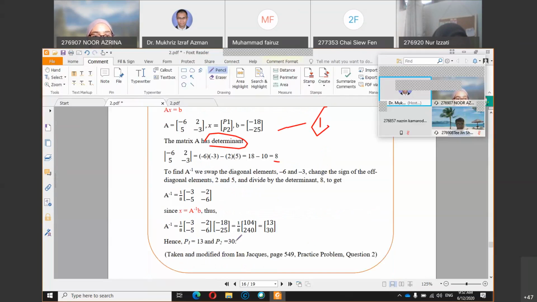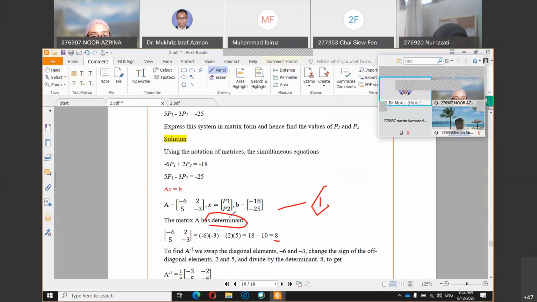I think this is quite a simple application to solve for two unknowns. Not only for P1 and P2, you can also use it for P and Q, price and quantity, when you solve for equilibrium in economics. So I think that should be it for our discussion today.